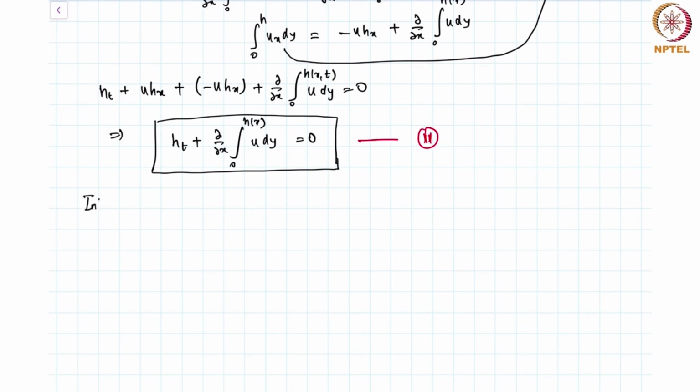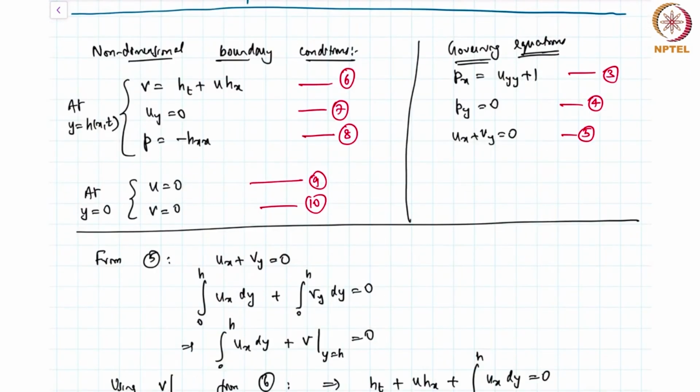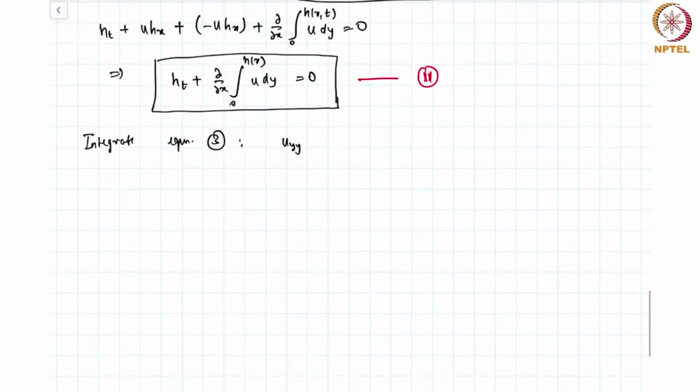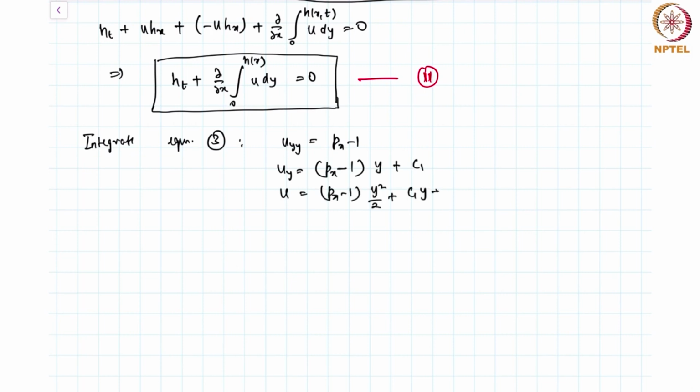We can integrate equation number 3. What was equation number 3 for us? It was p_x plus u_yy plus 1 is equal to u_yy plus 1. I will simply write it as u_yy is equal to p_x minus 1. So u_y will be p_x minus 1 into y plus c1, and u will be (p_x minus 1) y square by 2 plus c1 y plus c2.